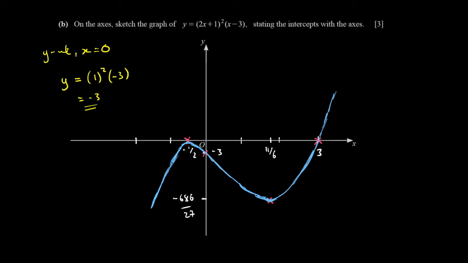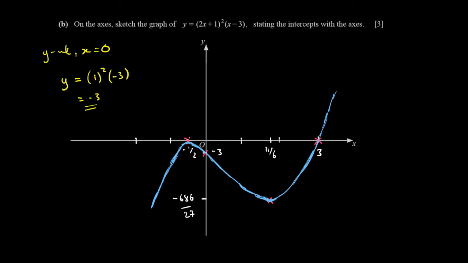I'm going to double check the mark scheme, make sure that I haven't missed anything out. Let's see what the mark scheme says. So you get 1 mark for a correct shape with a maximum on the negative x-axis and a minimum in the 4th quadrant. Another mark for the correct intercepts and another mark for the y-intercept at negative 3.